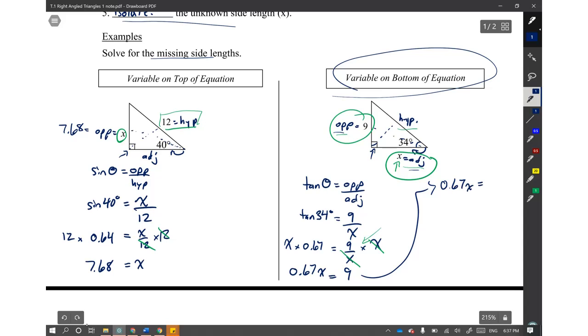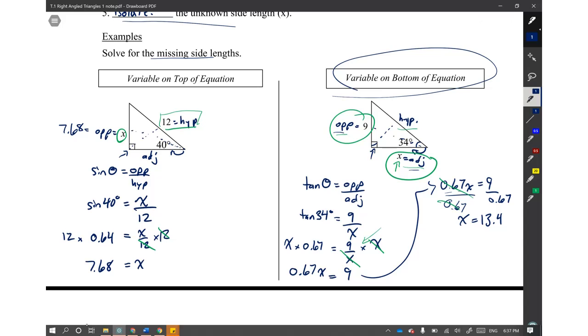0.67x equals 9. Now this looks the same way my problem looked that I did previous to this. I need to isolate for my x. Right now it's being multiplied by 0.67, so we'll divide it by 0.67. If I do that to the left, I need to do it to the right as well. And they cancel out on the left, giving me x equals 9 divided by 0.67, which I can put in my calculator, is 13.4.